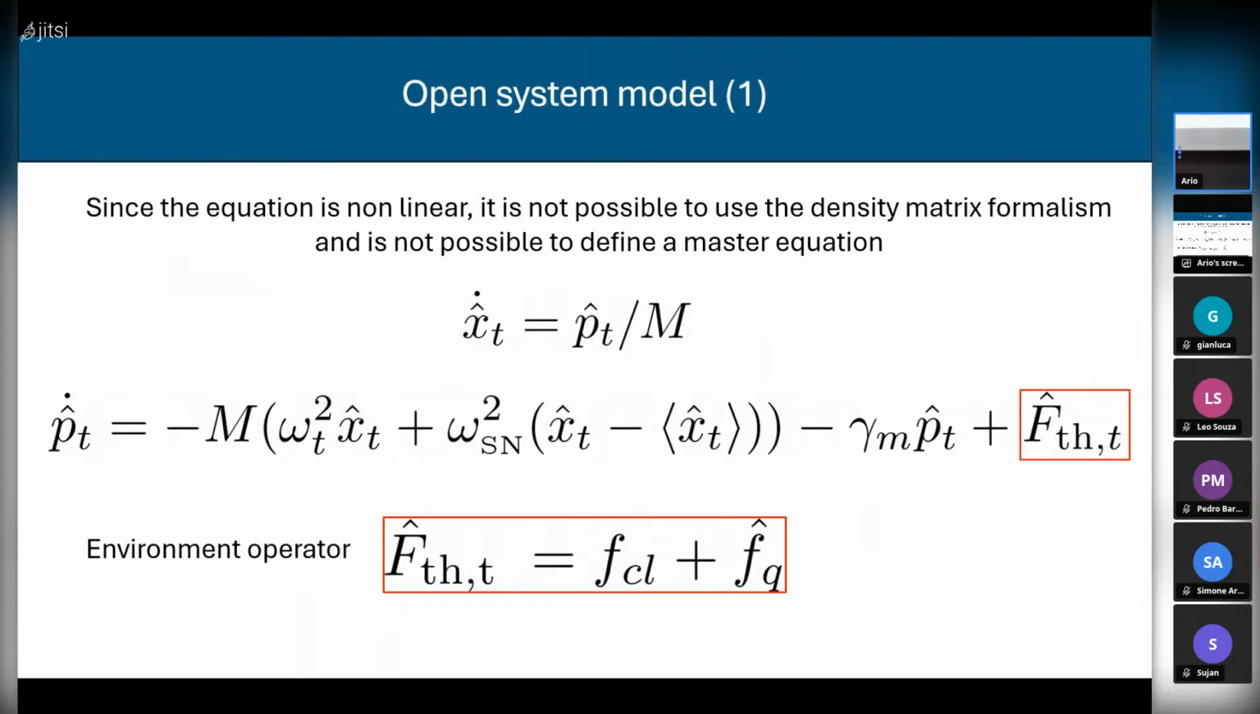The problem is that if you just add this stochastic noise, classical white noise, you're going to be in trouble after some time. And I will show you why. And so you need to have some classical part and some quantum part in this object.